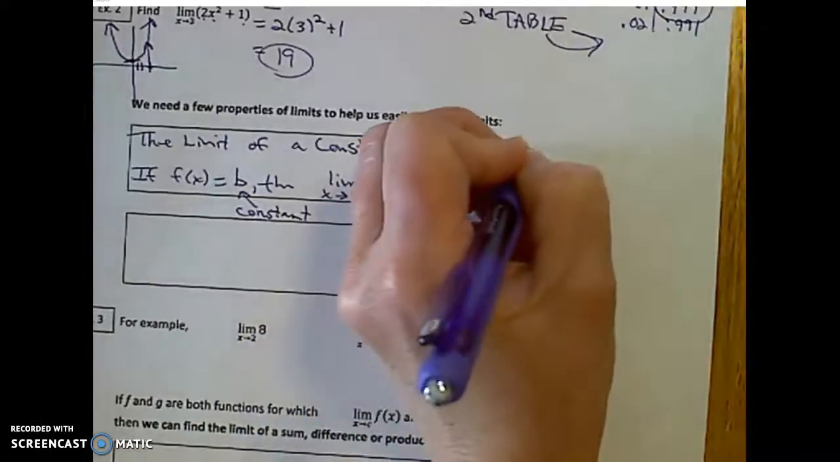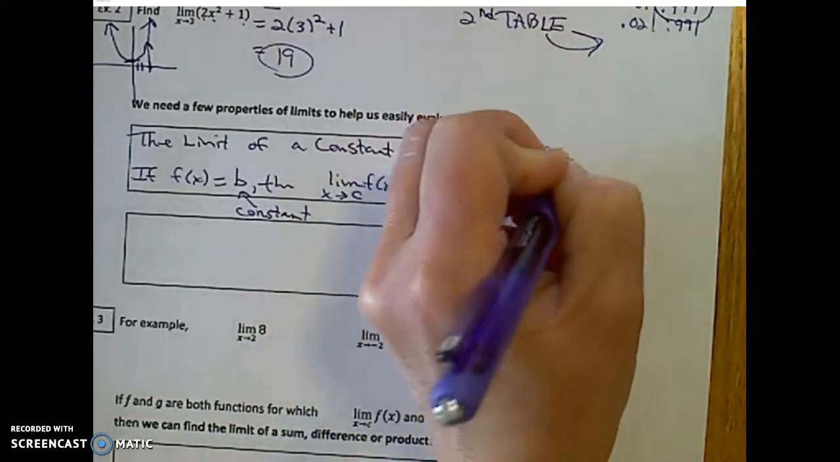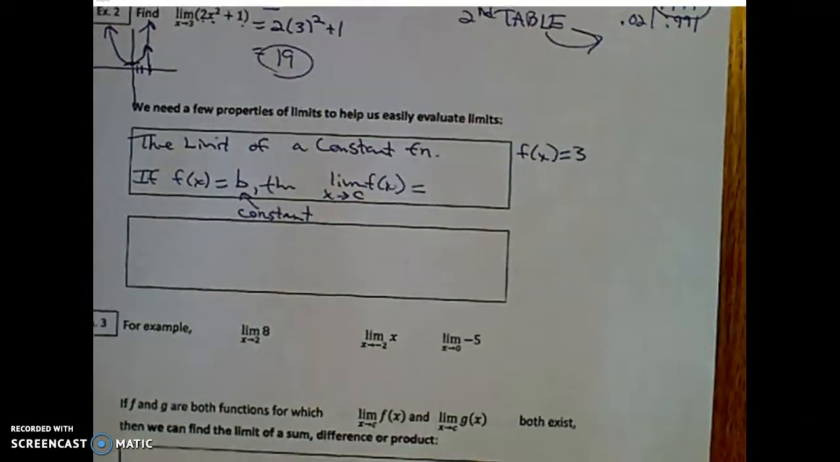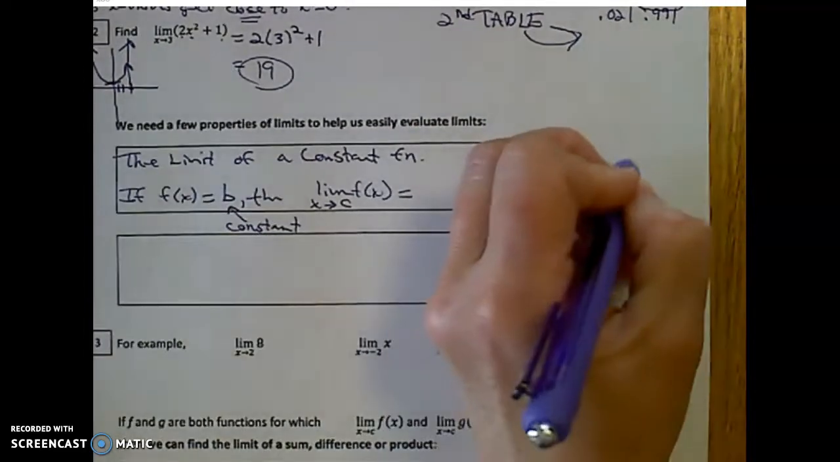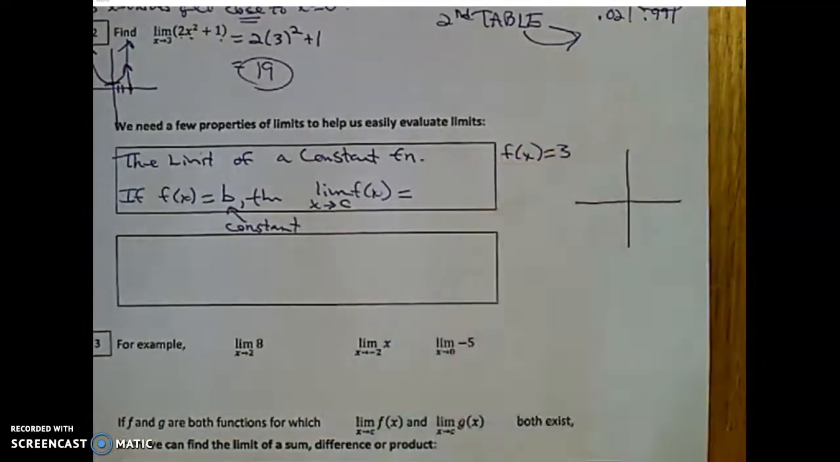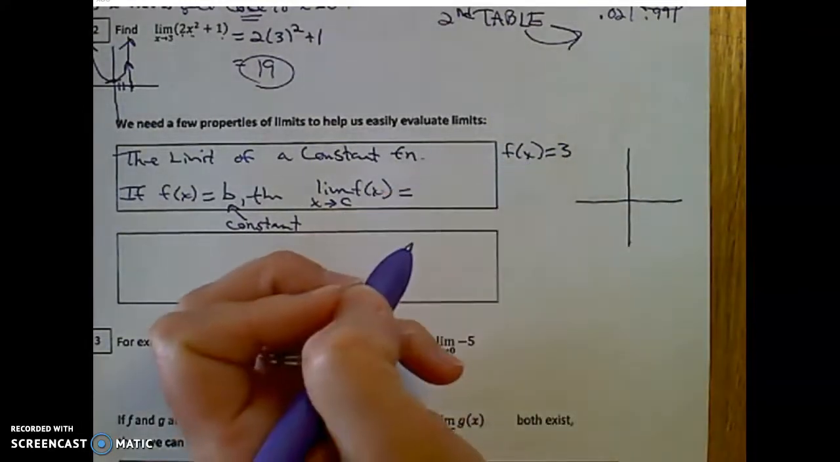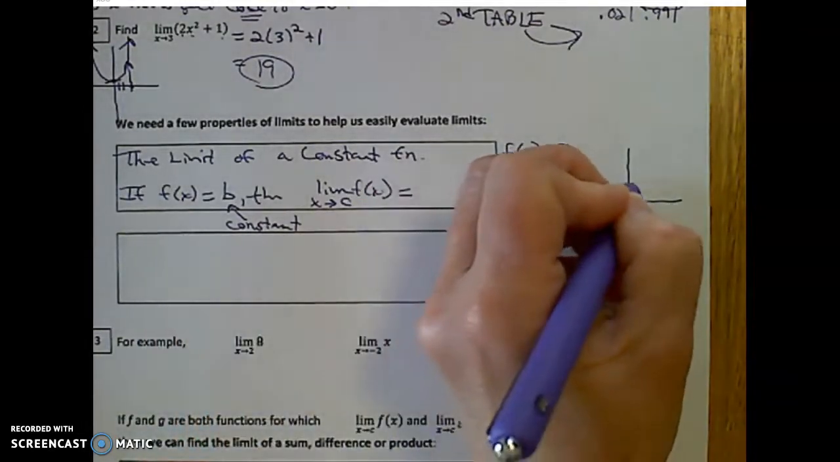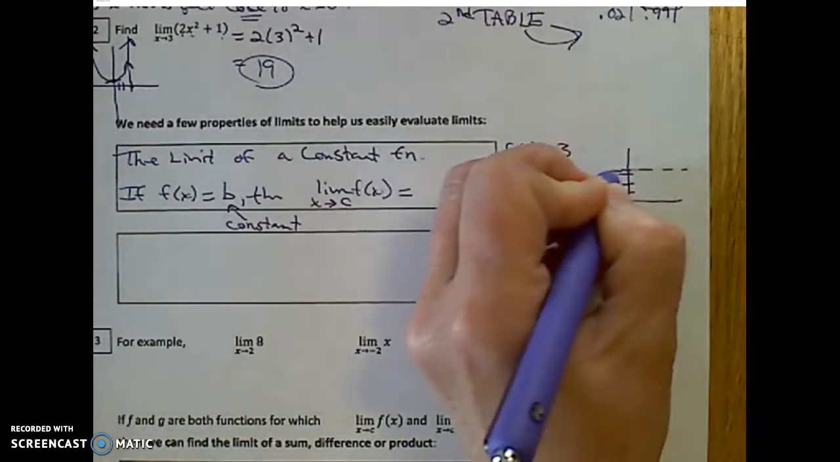Well, let's come up with a function that's a constant. Let's say f of x is equal to 3. That's a constant function. What does that function look like? Here's a constant function. F of x equals 3 is just y equals 3.